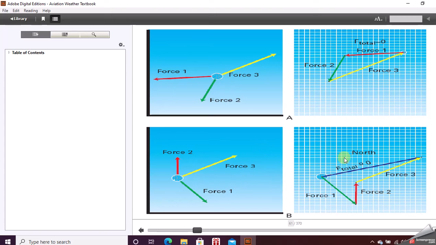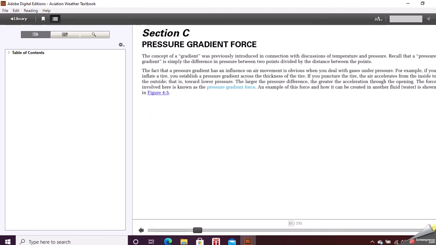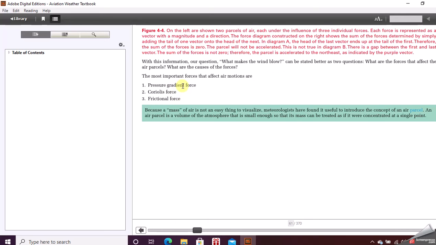I think this is kind of complex, so rather than just talk about it like that, let's go back here just one thing for a second. Here it has pressure gradient force, Coriolis force, frictional force, and I'm going to add a 4th one in, centripetal force. So when you look at an air parcel, all 4 of those forces are acting on that air parcel.